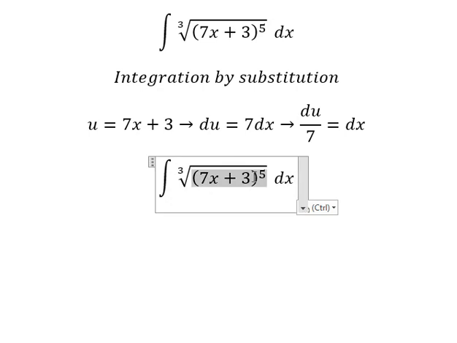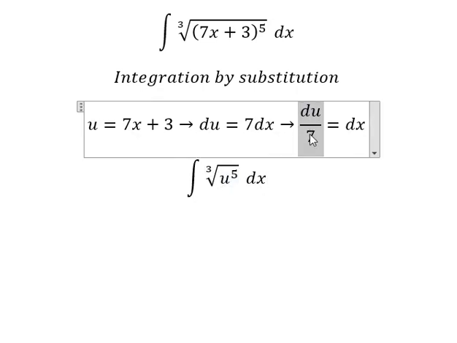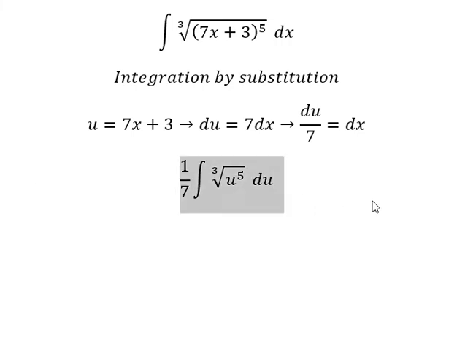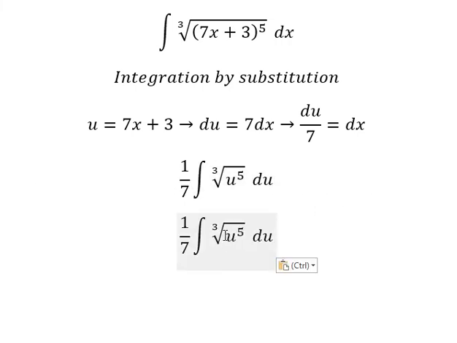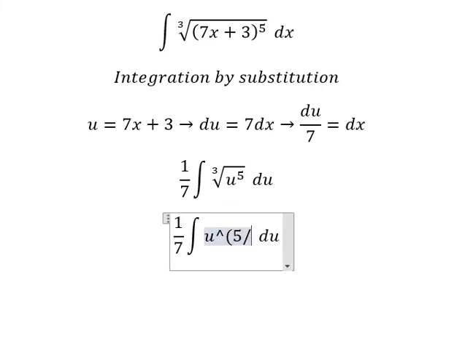So this one we change by u. ds we change by this one. This one we have the cube root, and that is 1/3, and that is u to the power of 5/3.